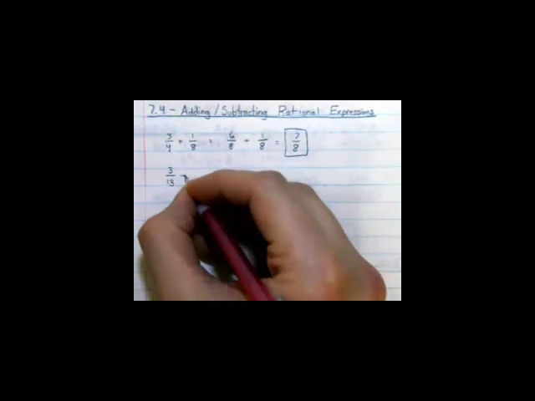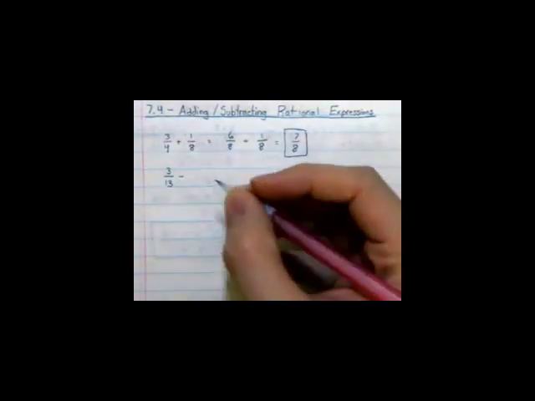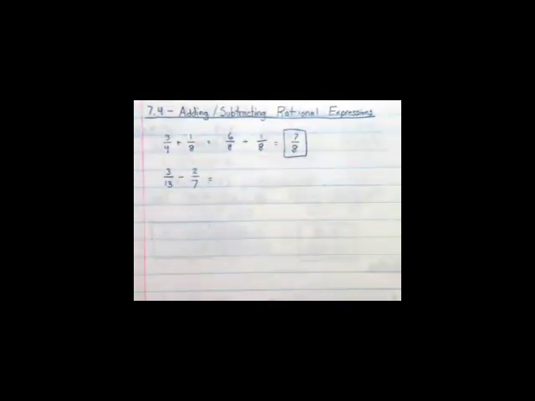How about 3/13 minus, we'll do subtraction this time, 2/7. What's different about this one from the last one that makes this one a lot harder?